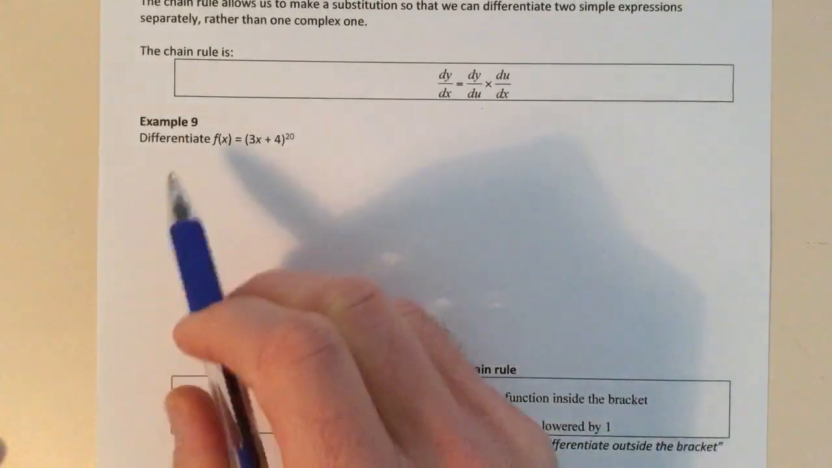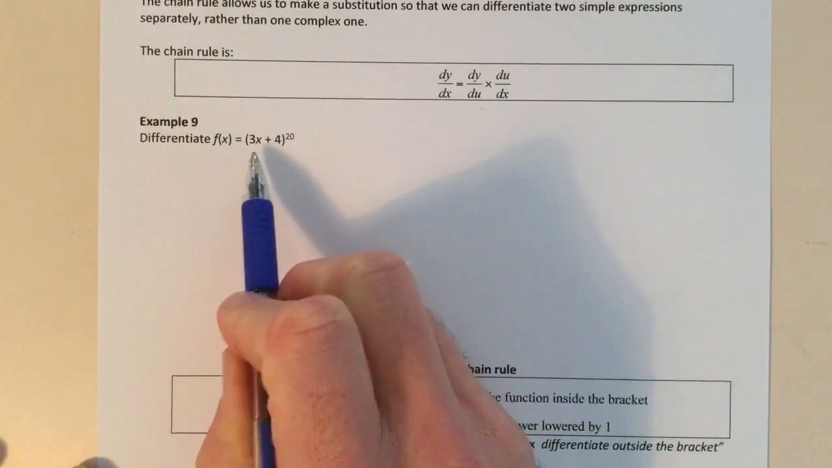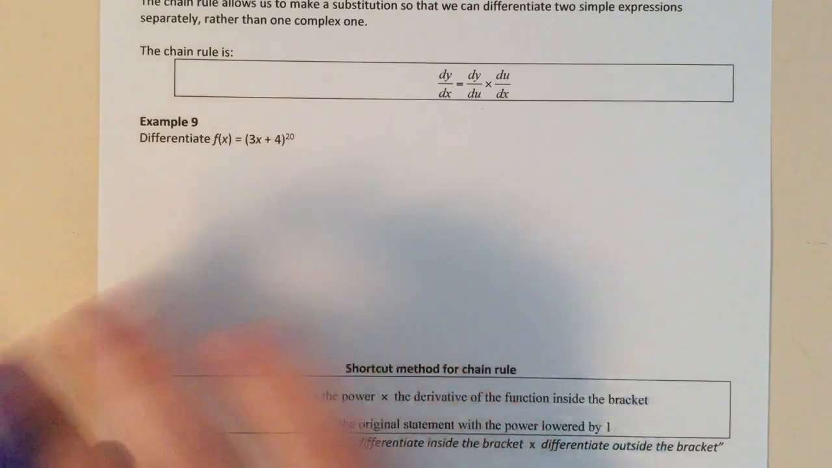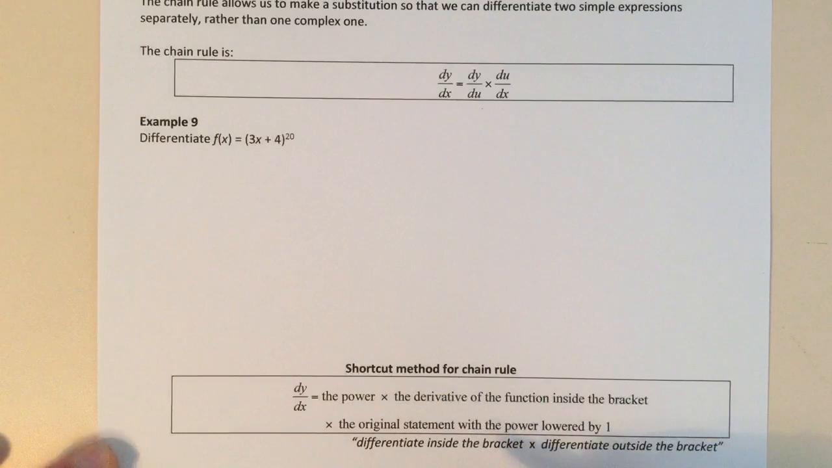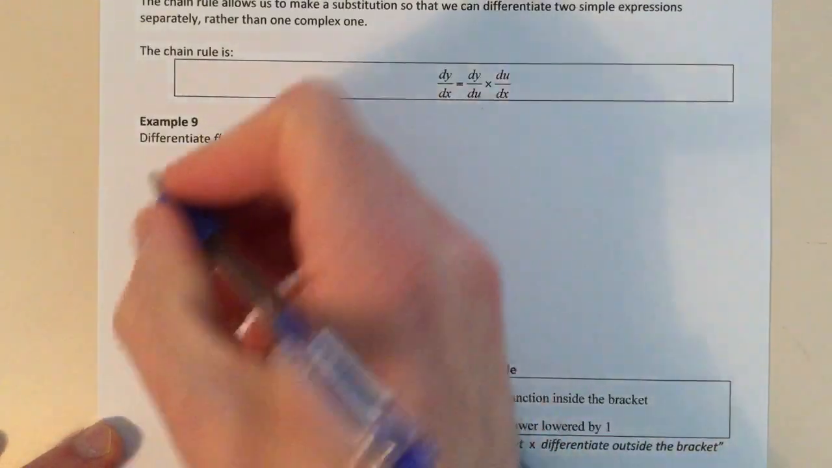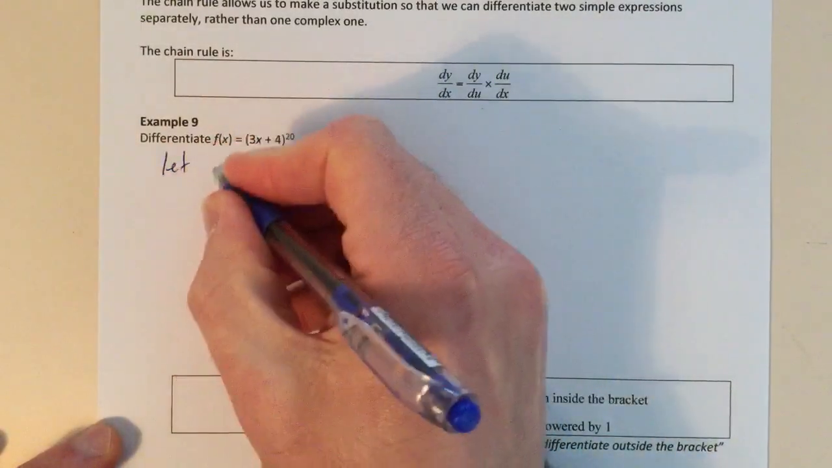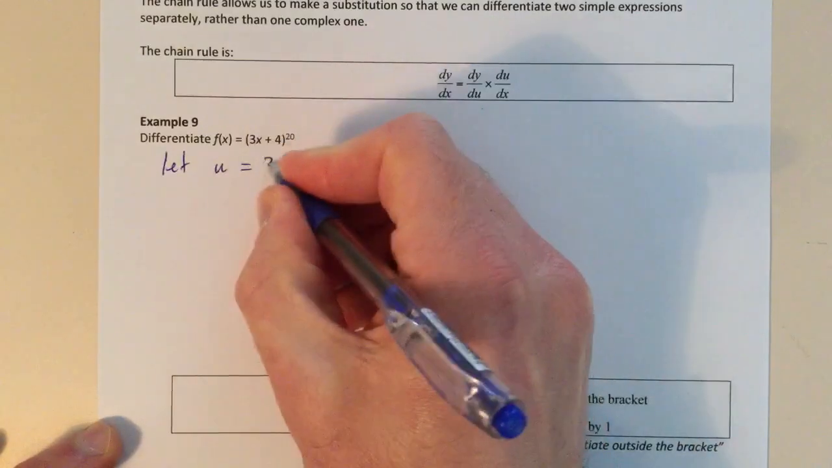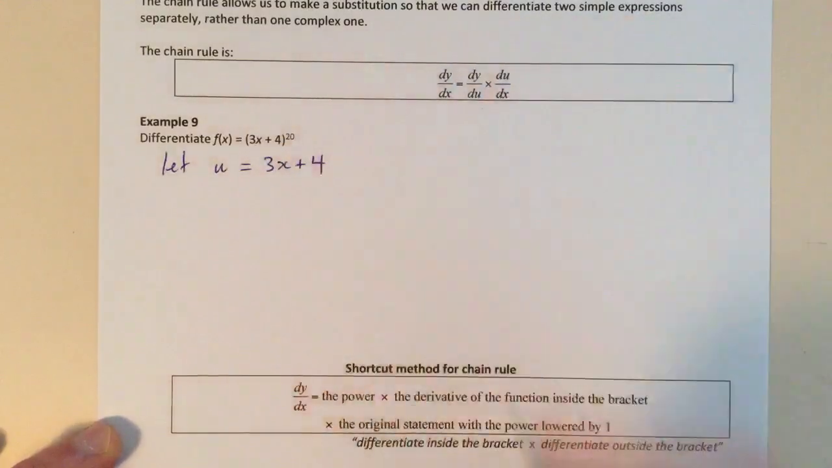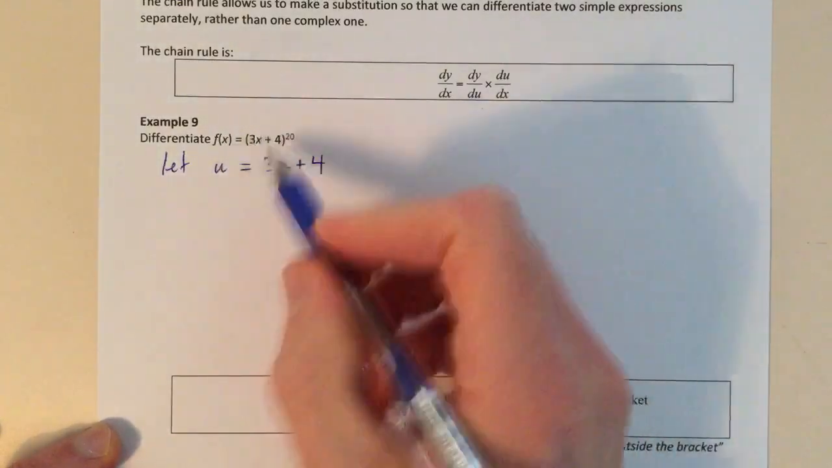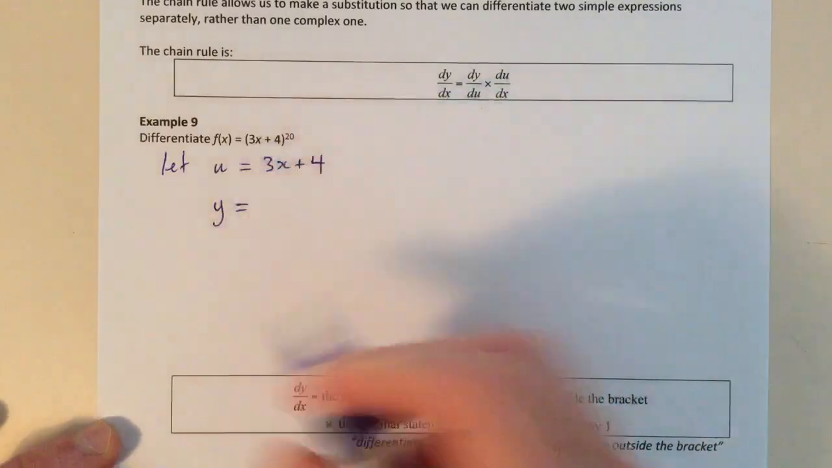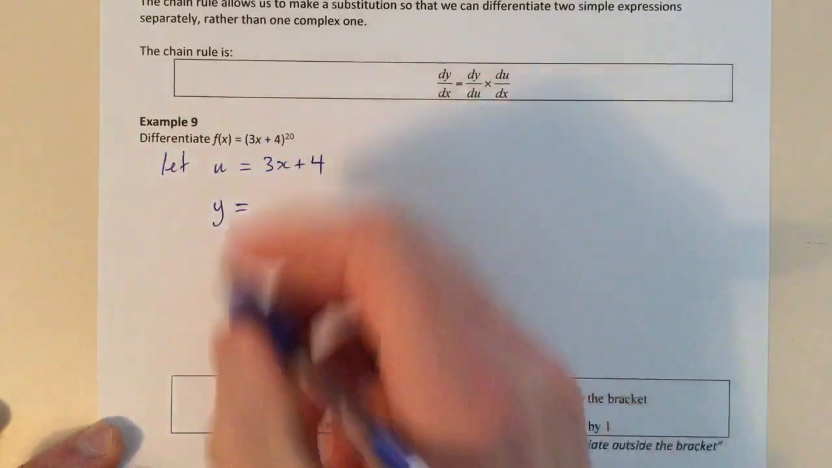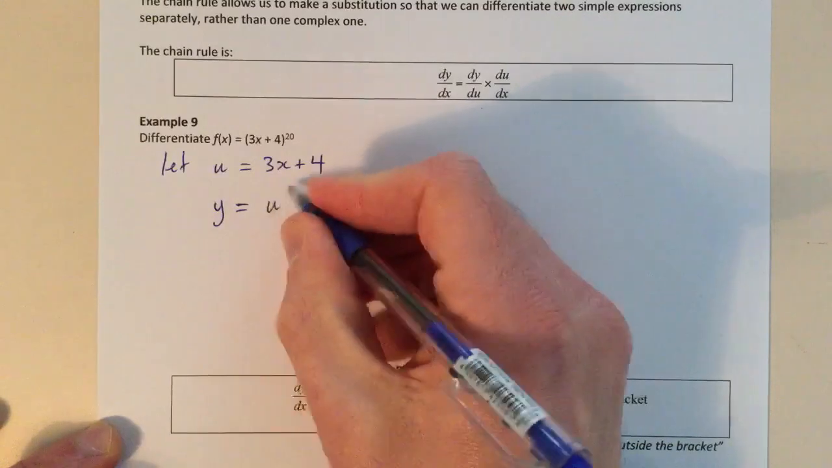Okay, so example 9 says differentiate f of x equals 3x plus 4 to the power of 20. Again, no way you want to be expanding brackets there. You'll be sitting there for half an hour before you can even do the differentiation. So what we do is we say we're going to let u equal 3x plus 4. And therefore our function becomes y equals, I'm going to use y instead of f of x just because that's how it's written in the chain rule, y equals u to the power of 20.